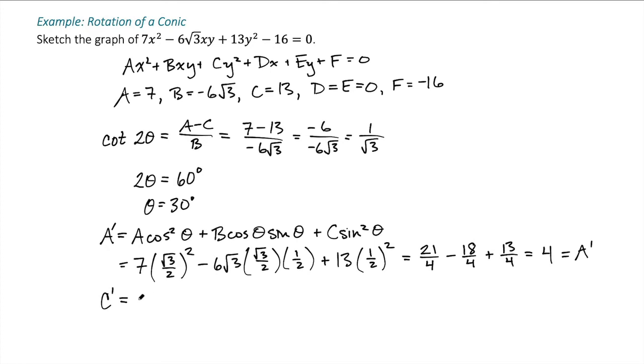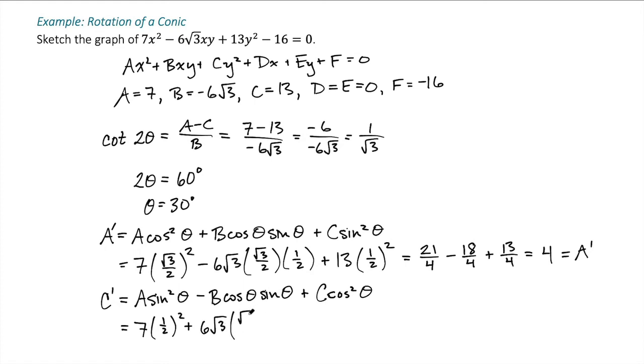Okay, c prime, the formula is a times sine squared of theta minus b times cosine theta times sine theta, and then plus c times cosine squared of theta. So now I, again, plug in all the things that I know. A is 7. Sine of 30 degrees is 1/2 squared, minus b, but b is negative, so it's plus 6 root 3. Cosine, which is root 3 over 2. Sine 30 degrees, which is 1/2. And then plus c, which is 13. And then cosine of 30 degrees is root 3 over 2 squared.